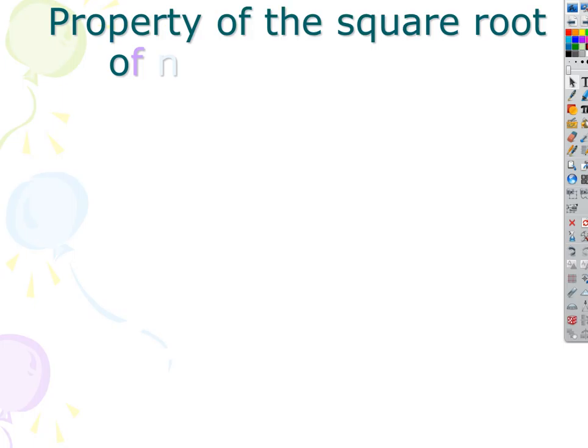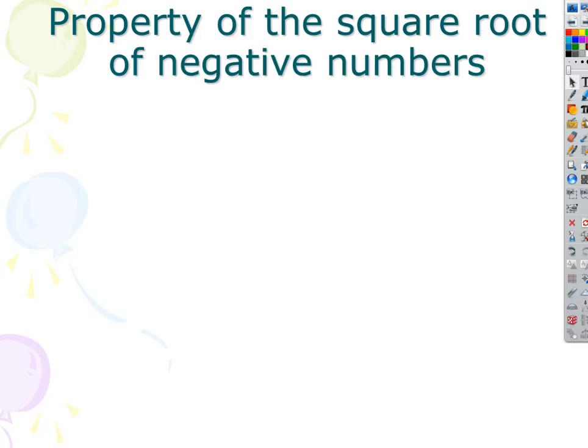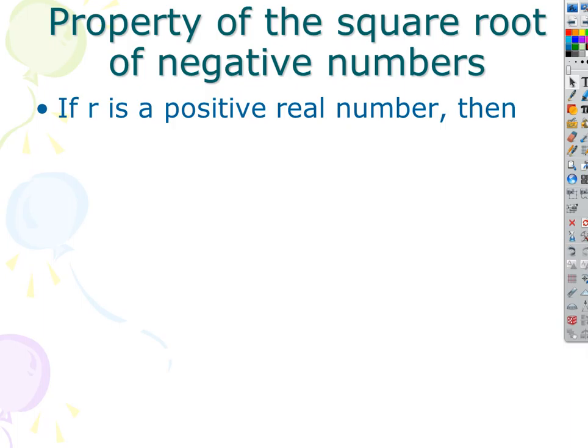So, properties of these things. Okay, well, if r is some positive real number, it could be pi, it could be 16, it could be 11, but it's positive, then wouldn't you agree that the square root of negative r, that's a situation where we've got a negative number inside the radical. If r is positive, multiplying it by negative 1 makes it negative, right? Agreed? Here's what we can always do.